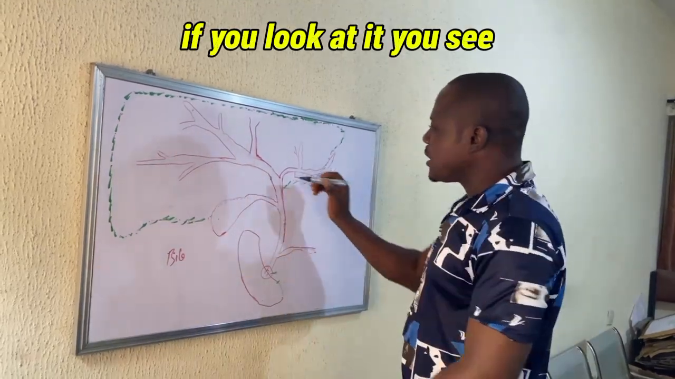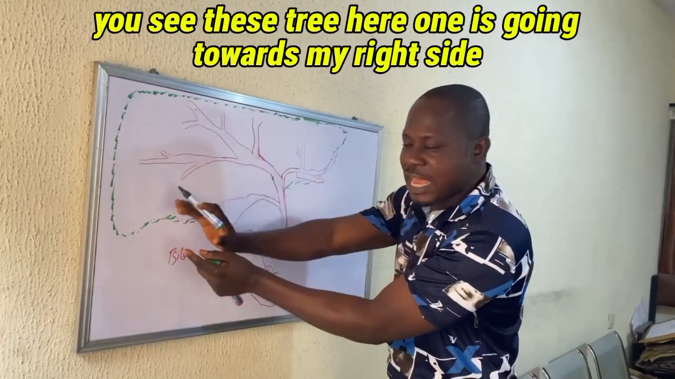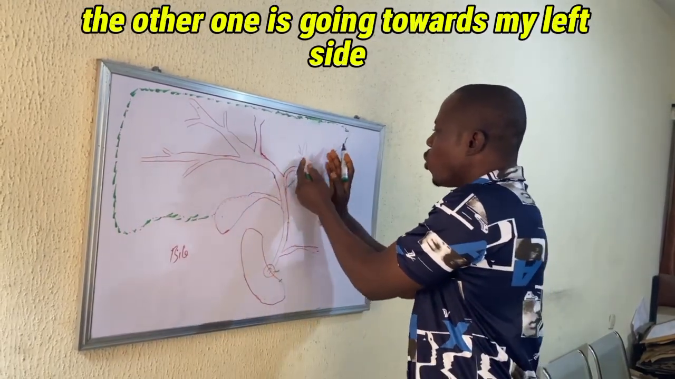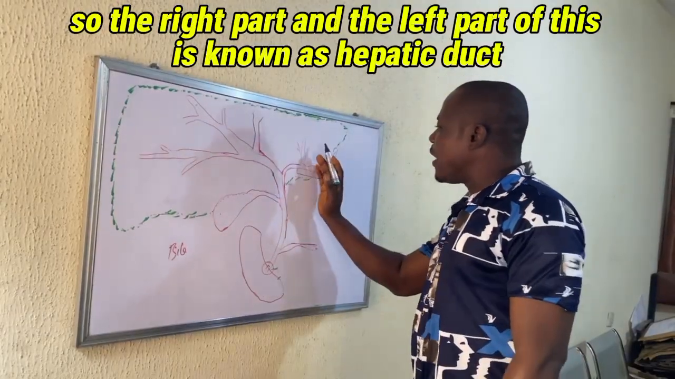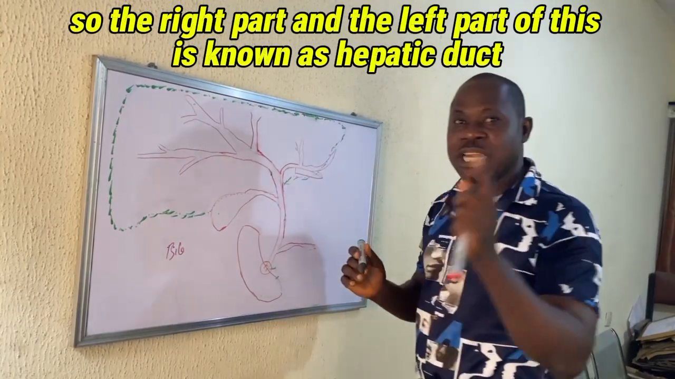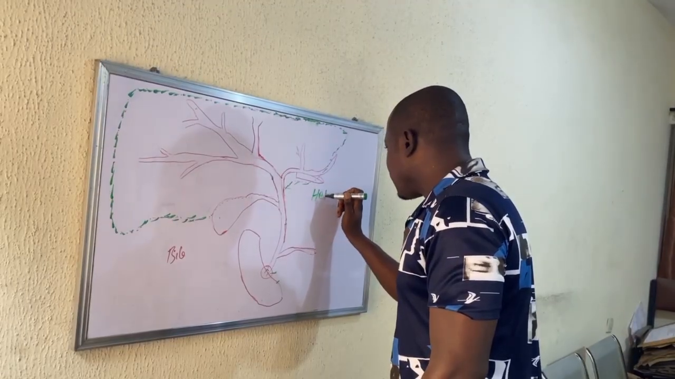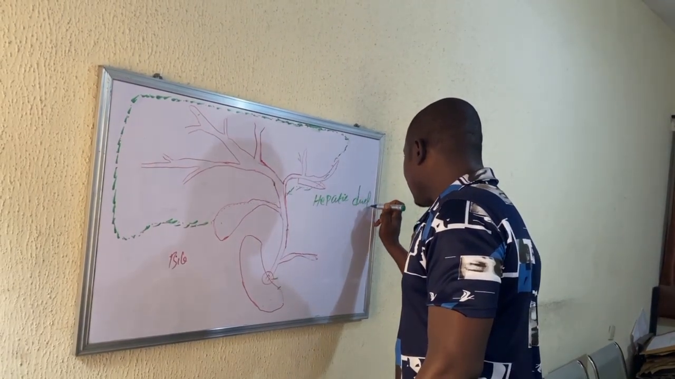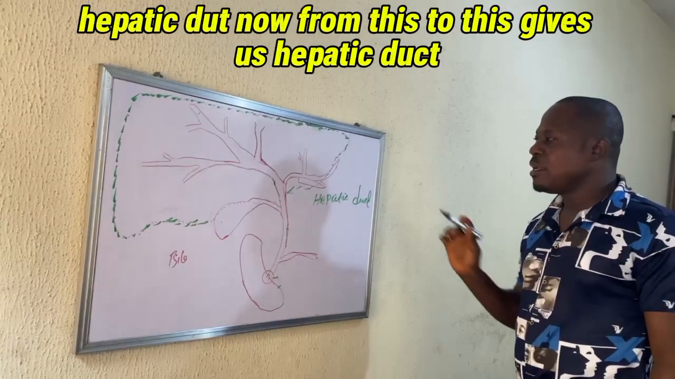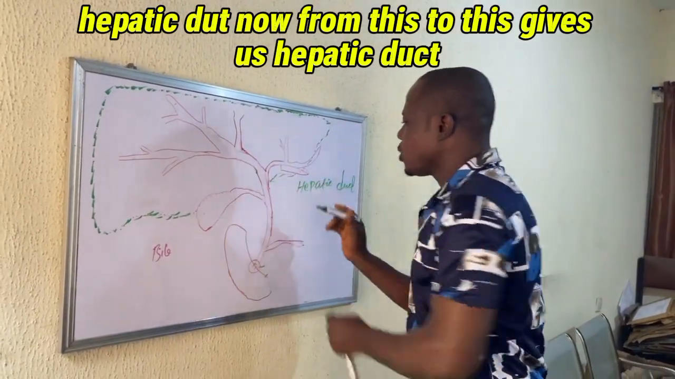If you look at it, you see these three here. One is going towards my right side, the other one is going towards my left side. So the right part and the left part of this are known as the hepatic duct. From this to this gives us the hepatic duct.